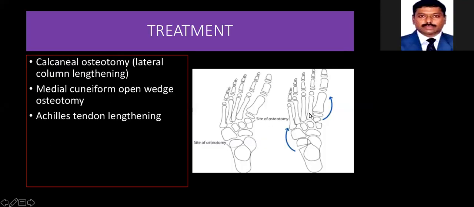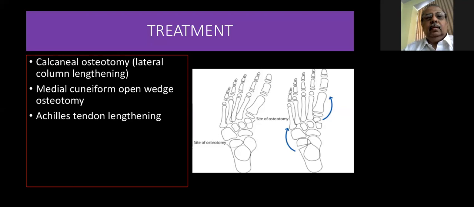The treatment for the forefoot, you do multiple metatarsal osteotomies. No, sorry. You do a calcaneal osteotomy because the calcaneum is in valgus. So for a valgus deformity, you do a lateral column lengthening or the Mosca calcaneal lengthening osteotomy. Medial cuneiform, on the opposite side, you do an open wedge osteotomy. So two open wedge osteotomies along with lengthening of the tendon.